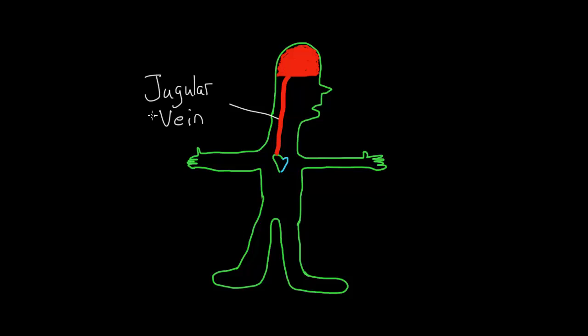So if you see them with a really large jugular, which in medical terms you would say is distended, that just means sort of bigger than it normally is, right? Then that's an indication that they might be experiencing some heart failure.